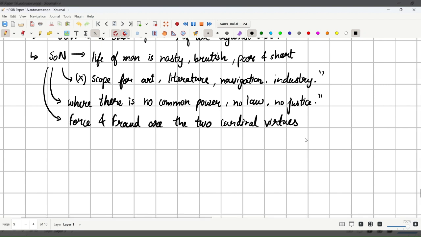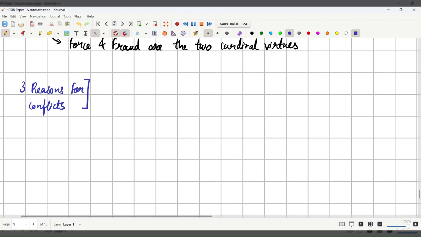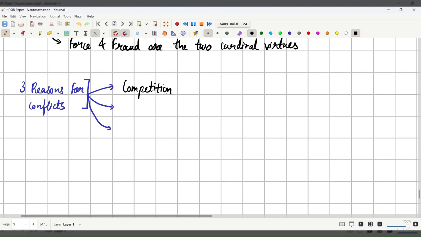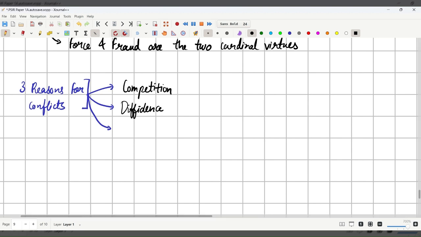Then he gives three reasons for conflict, okay. Three reasons for conflicts. So the first being competition, okay. Competition for gains, okay. Then diffidence, that is fight for safety and glory, okay. Fight for reputation, okay.